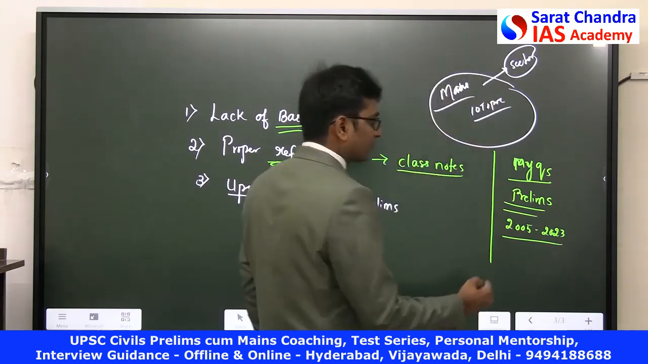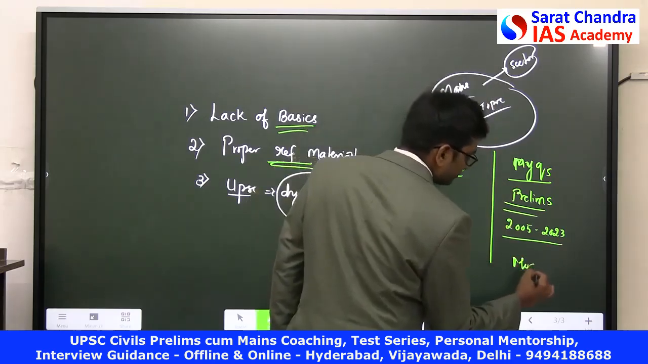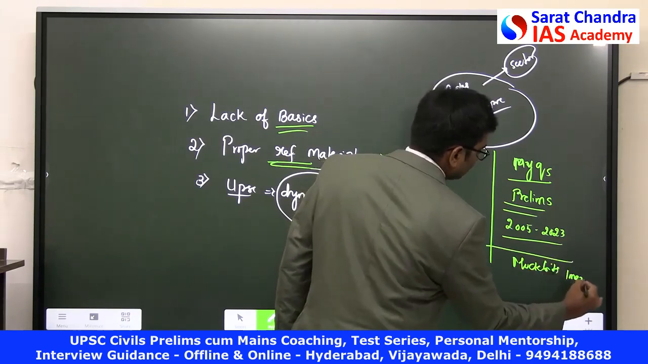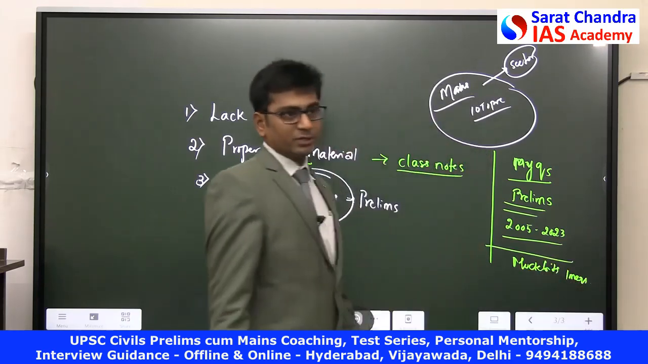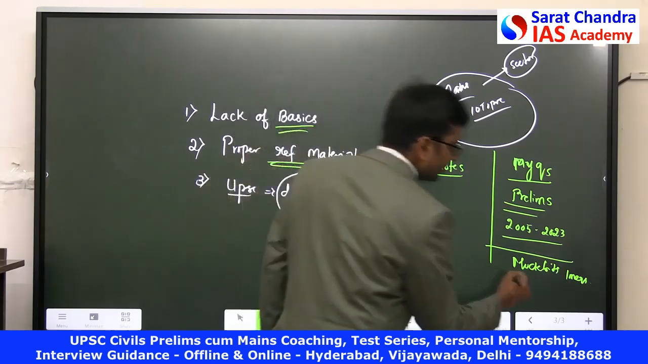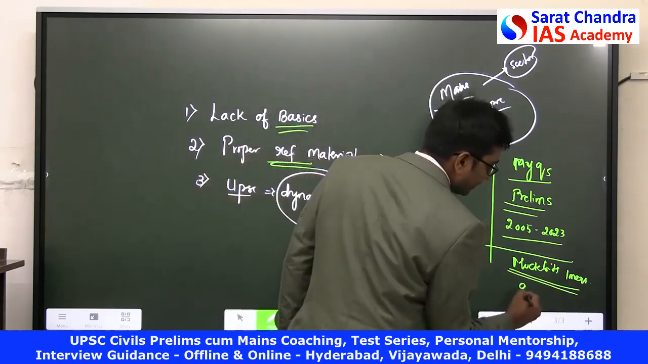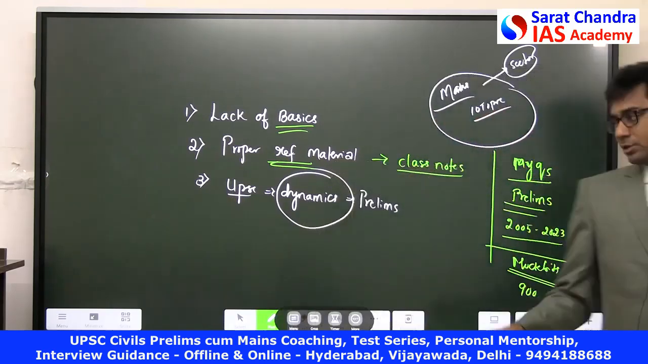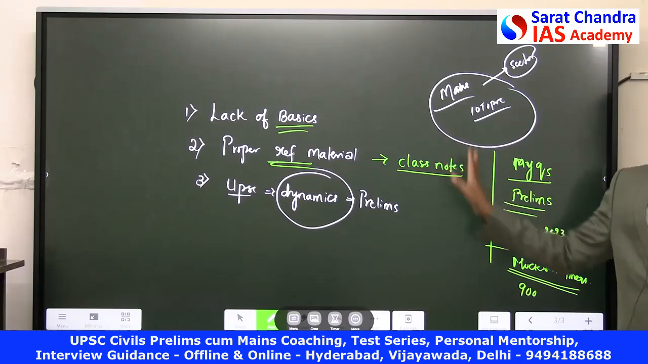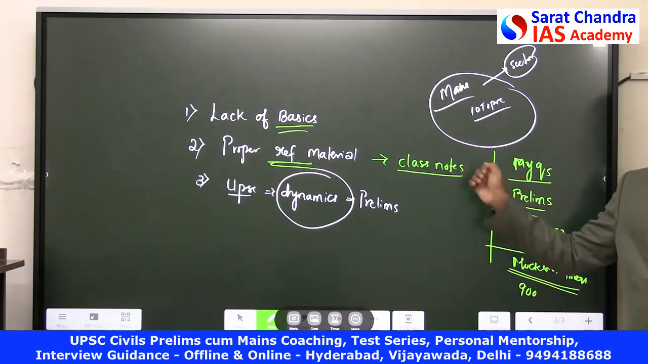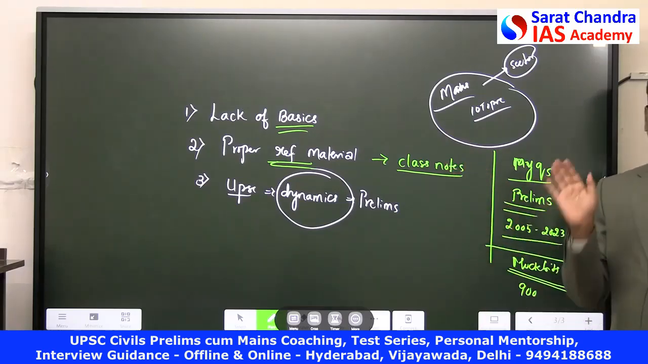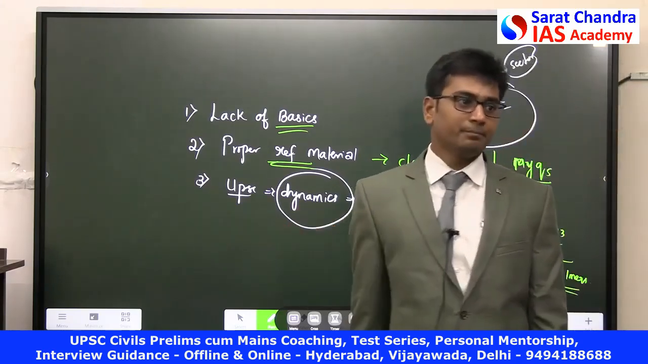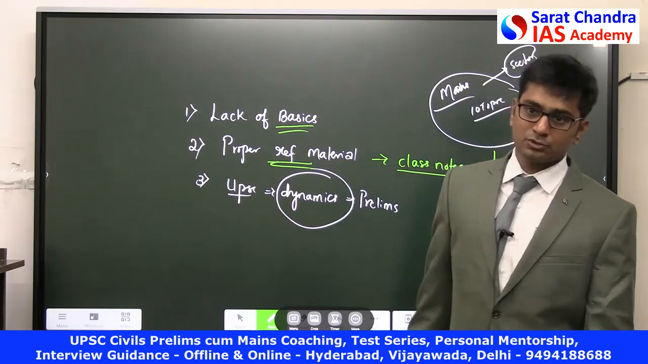After this, you have to do some mock tests, mock bits, MCQs. You can take them from Sarat Chandra Academy, or if they are dealing outside also, you can take it. Some 900 bits you have to do. Once you learn the subject in this way, this is going to be the reference material. The reference is simple: class notes plus previous year questions plus mock tests, 900 bits. Totally it consumes around 1500 bits, not more than that, along with our class notes.